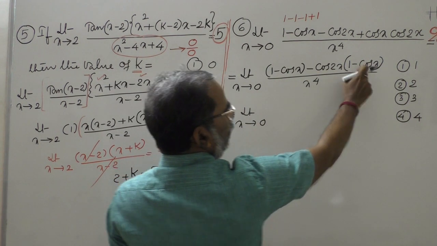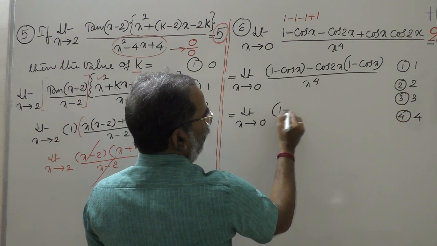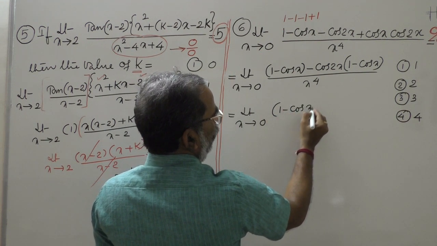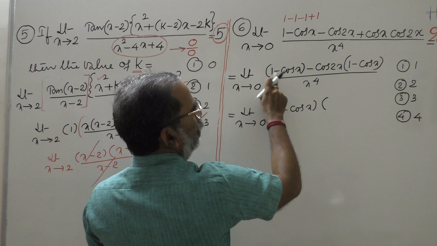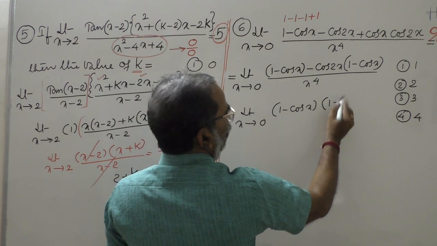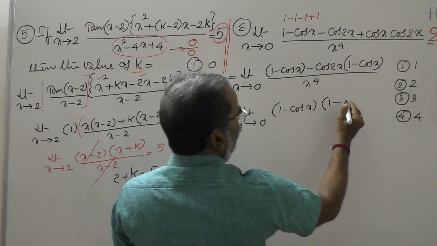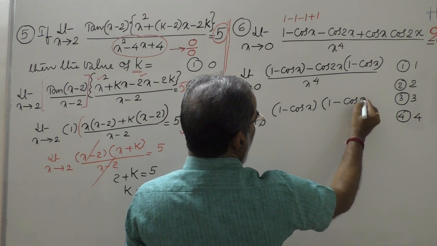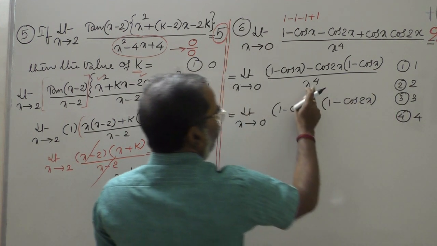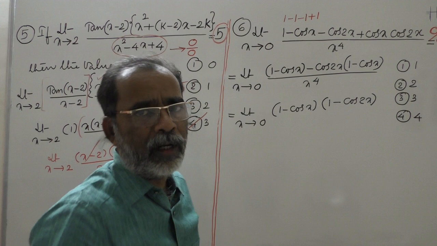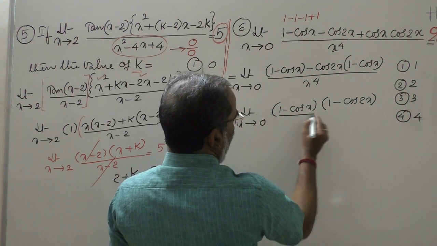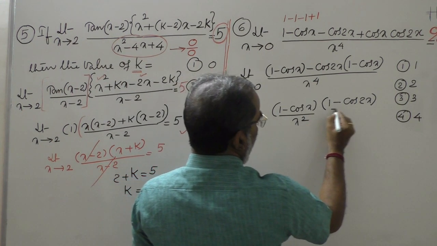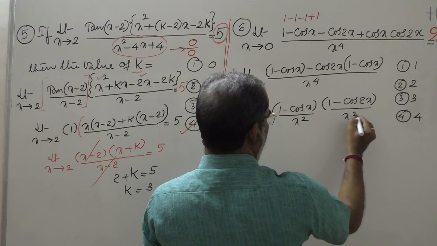1 minus cos x, 1 minus cos x, that can be taken common. By taking this common, here we will have 1, and here we will have minus cos 2x. What is there in the denominator? x power 4. I will write x square here and x square here.